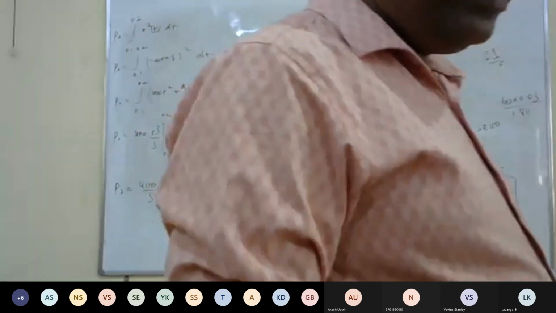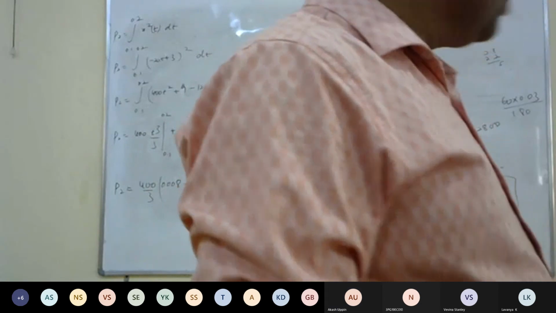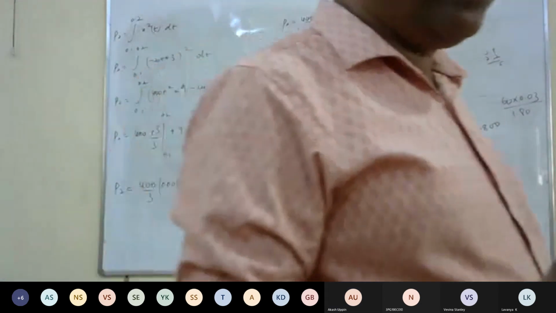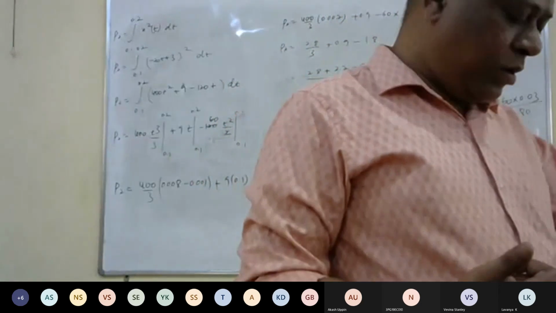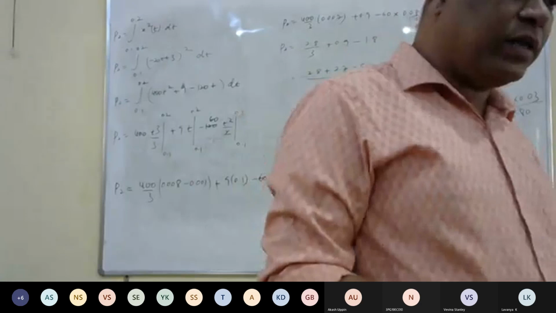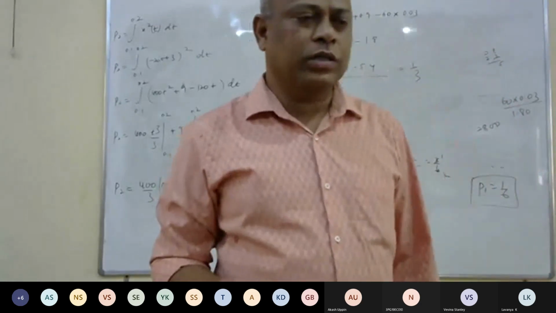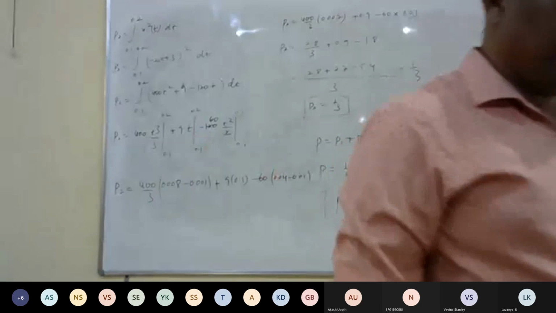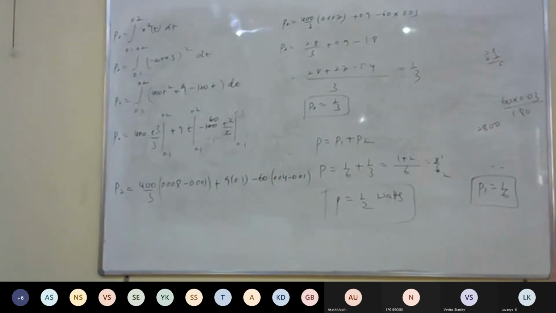Okay, this completes the problem. This is how you should get the average power of a signal. Now I'll stop the class. Next class I'll start the new concept, that is basic operations on signals. Okay? So stop now. Okay, sir.